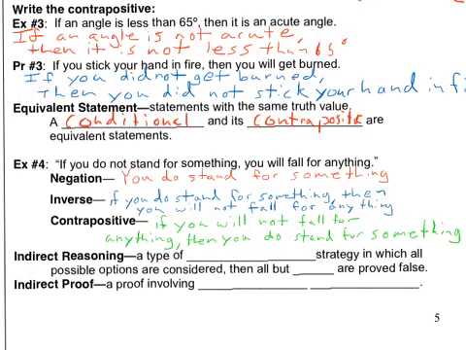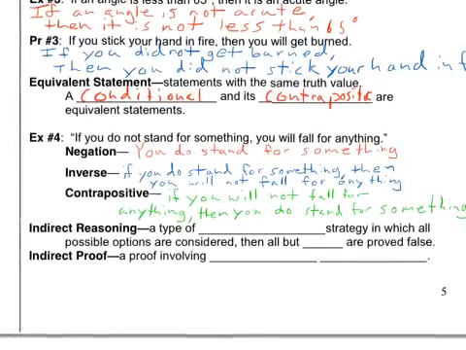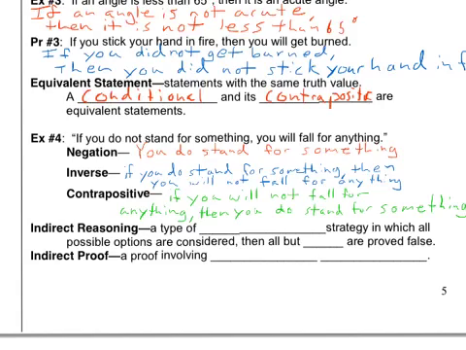Actually, as I looked into it, this program will work a lot easier if I just throw this information in this video and do the next page on a different video. So here we go. Indirect reasoning. This is a type of reasoning strategy in which all possible options are considered, then all but one are proved false. So you're going to consider all the possibilities and prove all of them false except for the actual right one, and that's how you could prove that something is true.